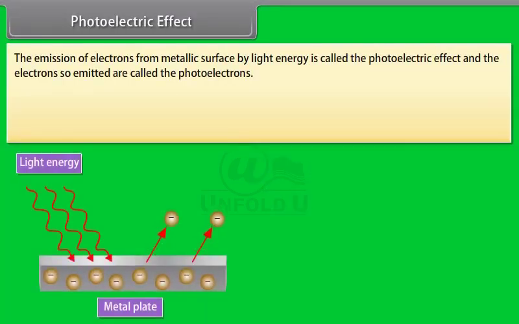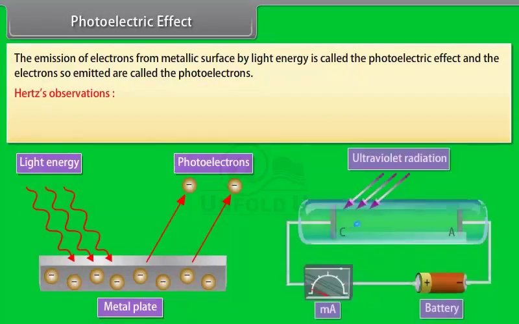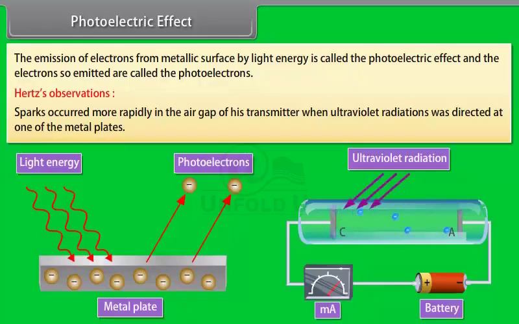Photoelectric effect. The emission of electrons from a metallic surface by light energy is called the photoelectric effect, and the electrons so emitted are called photoelectrons. Hertz's observations. While performing an experiment for production of electromagnetic waves by means of spark discharge, Hertz observed that sparks occurred more rapidly in the air gap of his transmitter when ultraviolet radiation was directed at one of the metal plates. Hertz could not explain these observations, but other scientists did. They said that the cause was the emission of electrons from the metal plate due to incidence of high-frequency light.